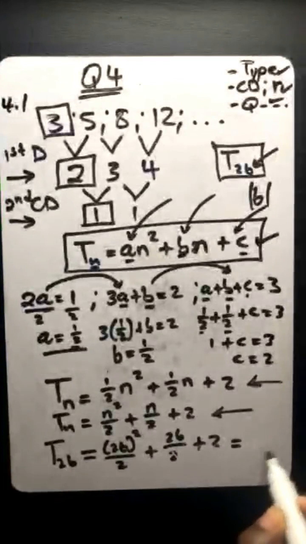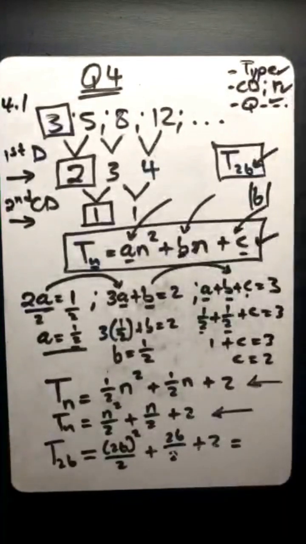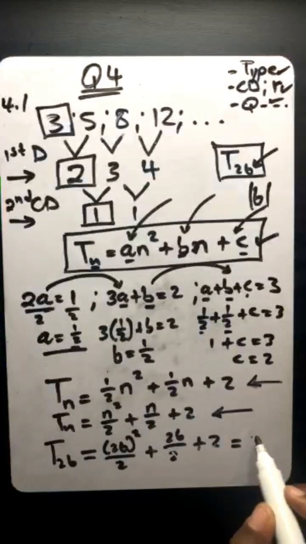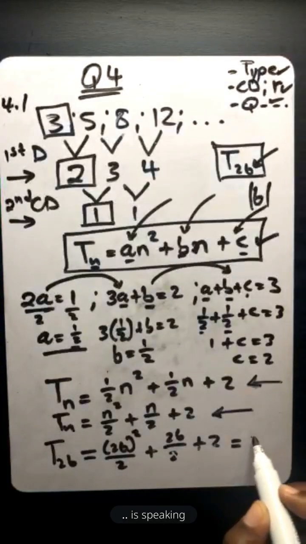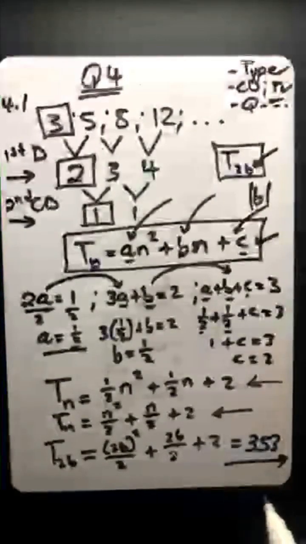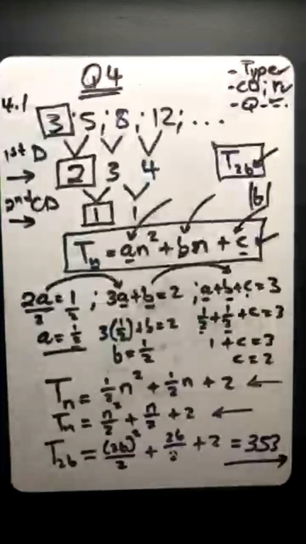So what is that answer there? Anyone who got an answer? Someone said something. 353. Yes, also got the same answer. So that is 353. This question is worth 6 marks. So that's how you score yourself those many marks.